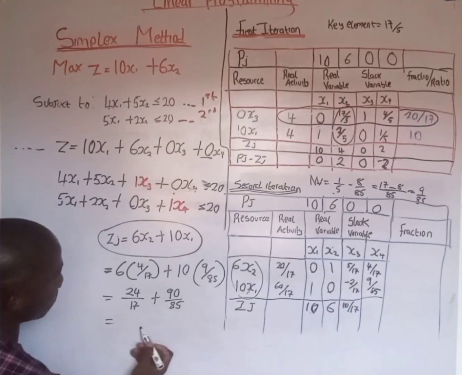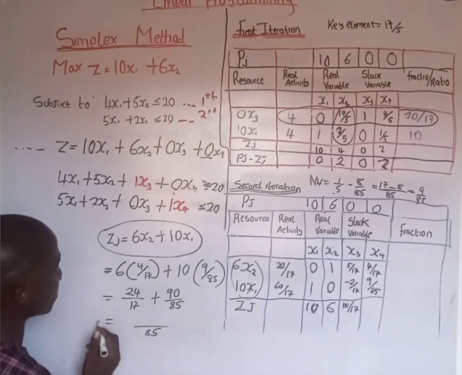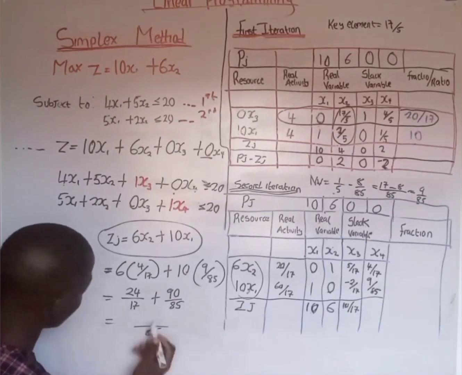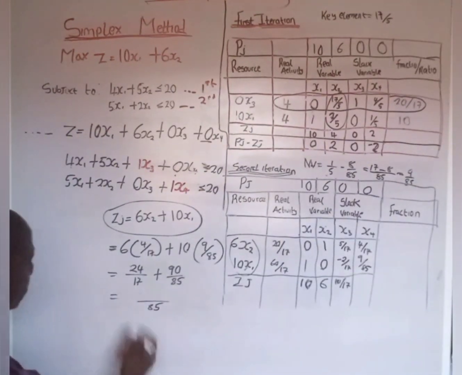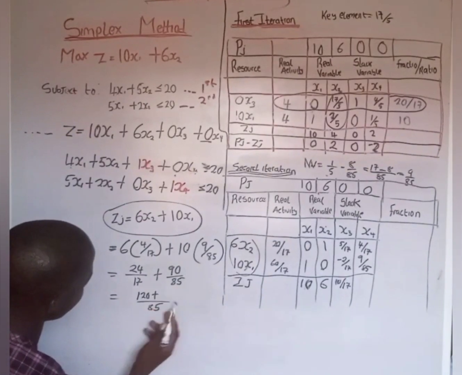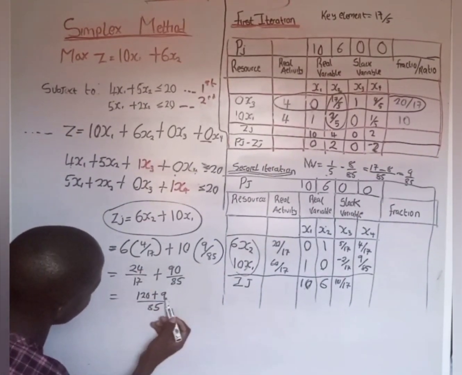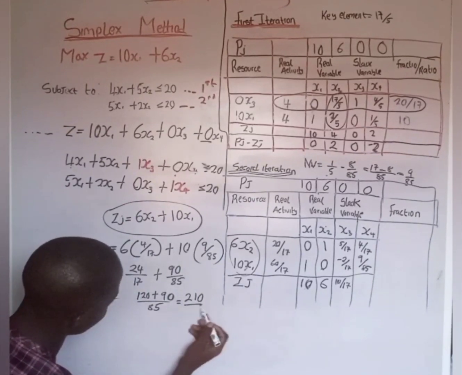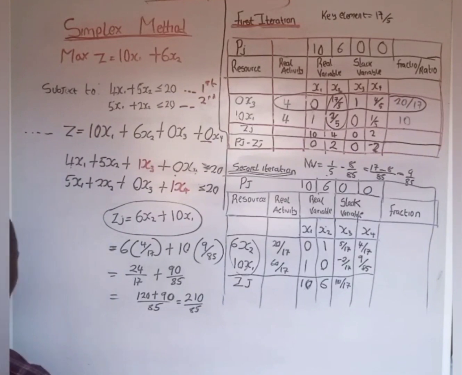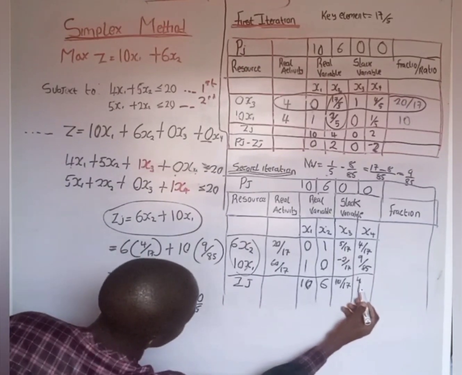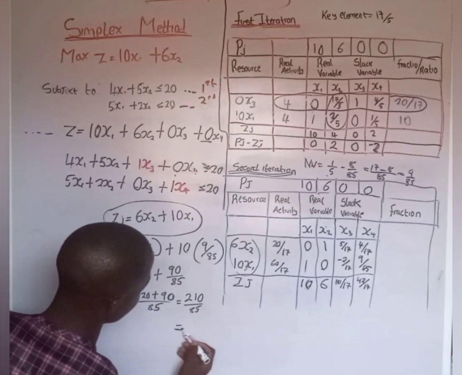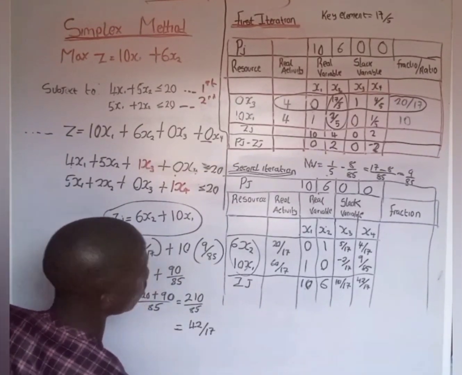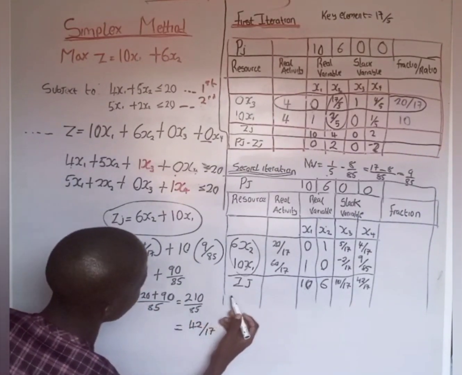So 85 and 17, the LCM is 85. 85 divided by 17 is 5. 5 multiplied by 24 is 120. 120 plus 85 divided by 85 is 1, 1 multiplied by 90 is 90. So 120 plus 90 is 210. 210 all over 85. You can reduce the value if you like, or you can leave it like that. But in this case, I'm going to reduce the value. The value is 42 over 17. So I've gotten the value of my ZJ. Now let's calculate the value of PJ minus ZJ.